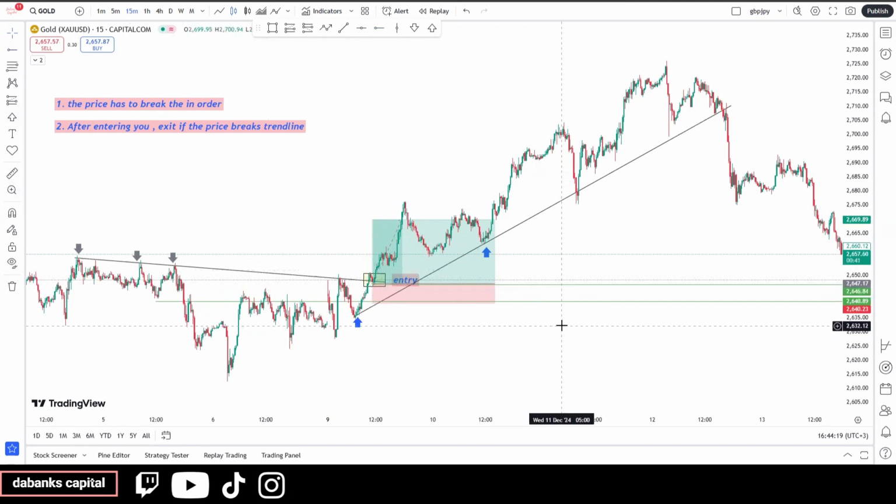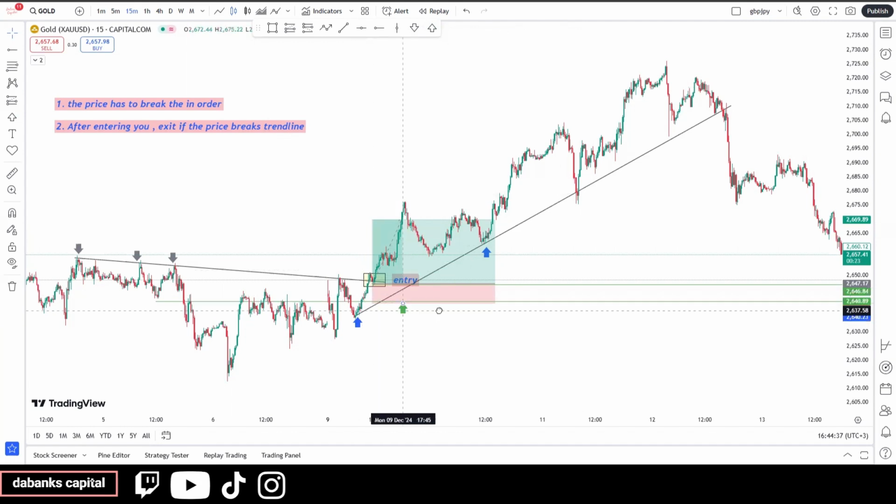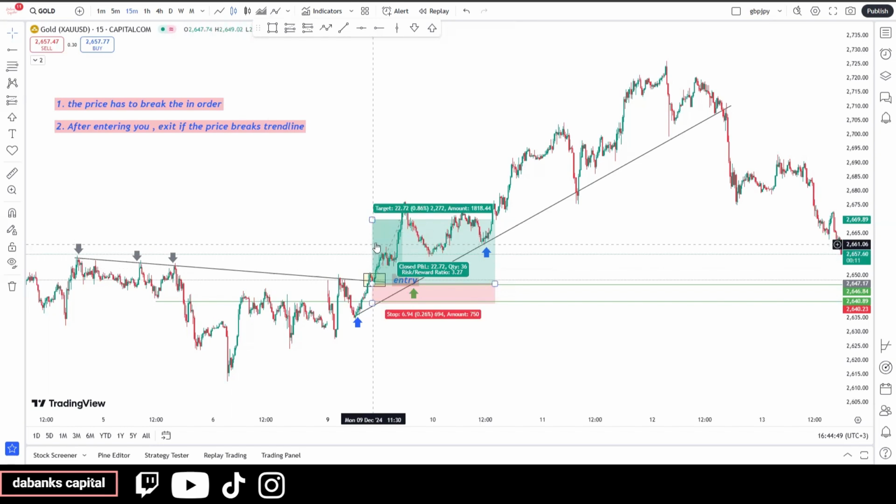Probably you are wondering, where should we have our exit position? So this is our entry. Then in order for you to determine our exit position, you'll be observing the trade when the market is moving.